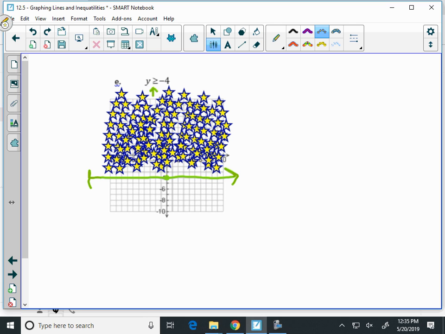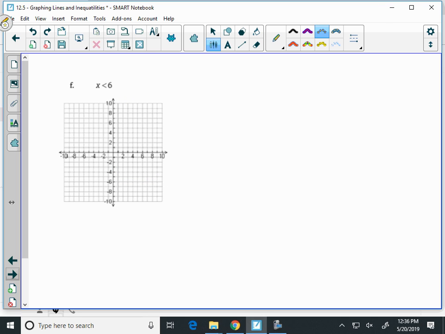One more. You have 3 to try on your own. Anything else? So if we take a look at F, it says x is less than 6. So we are going to go to where x is 6. We're going to graph it as if it said x equals 6. First, what type of line are we going to draw, horizontal or vertical? Which one's up and down? Vertical, yeah, we gotta do vertical.